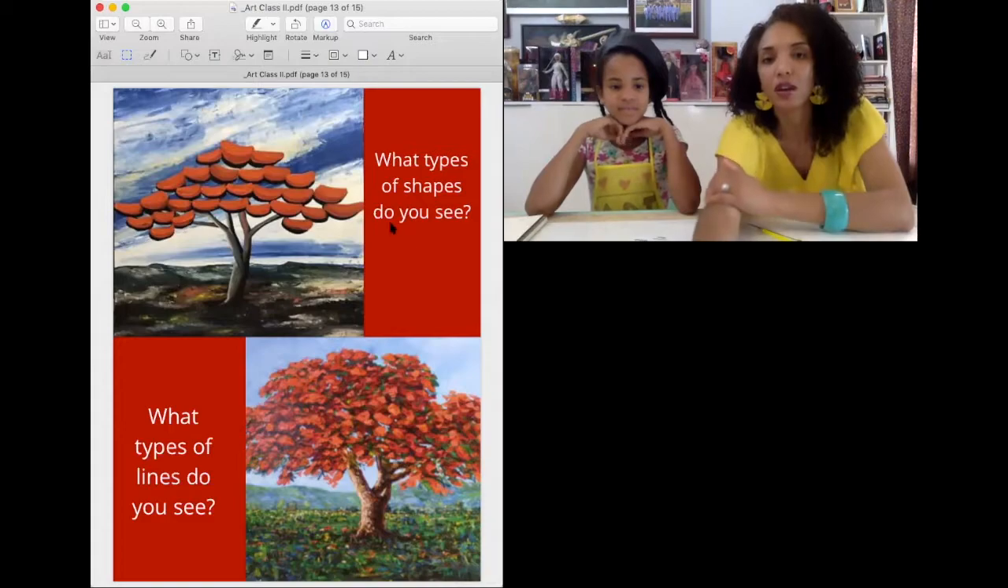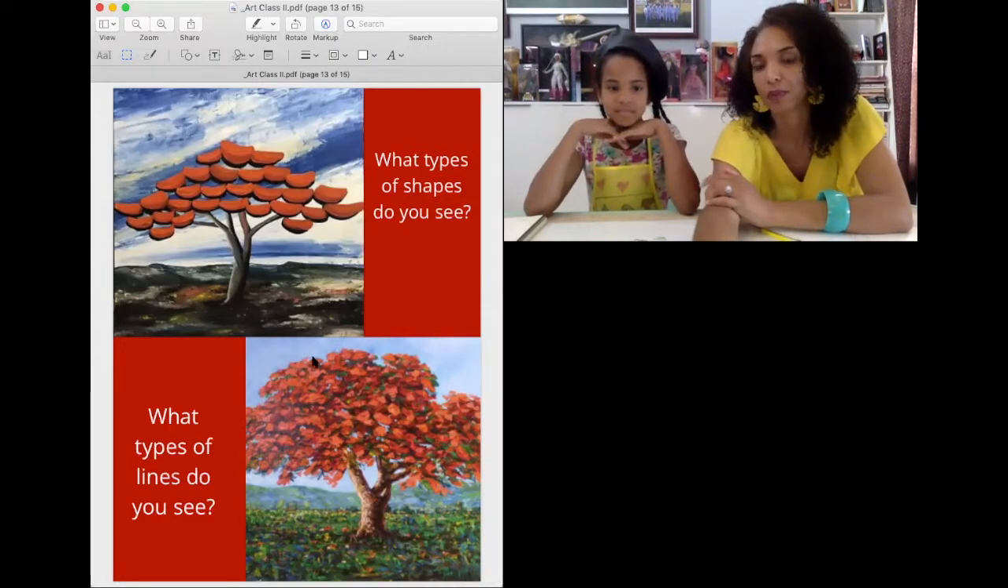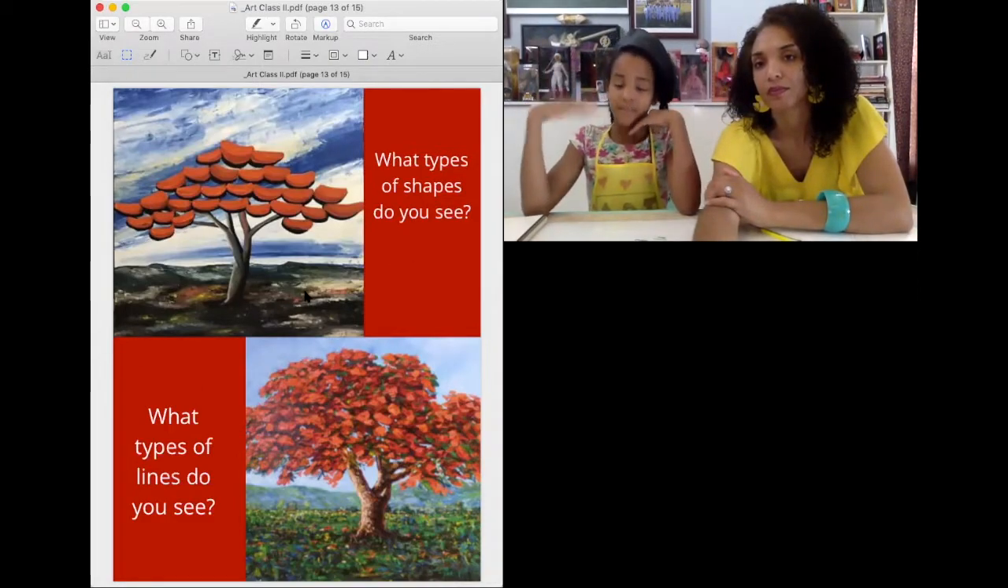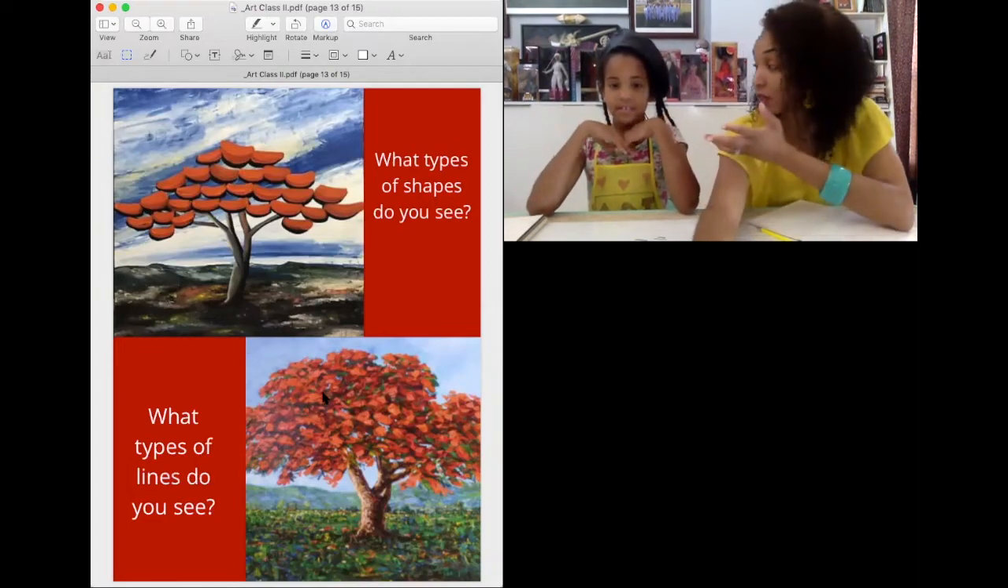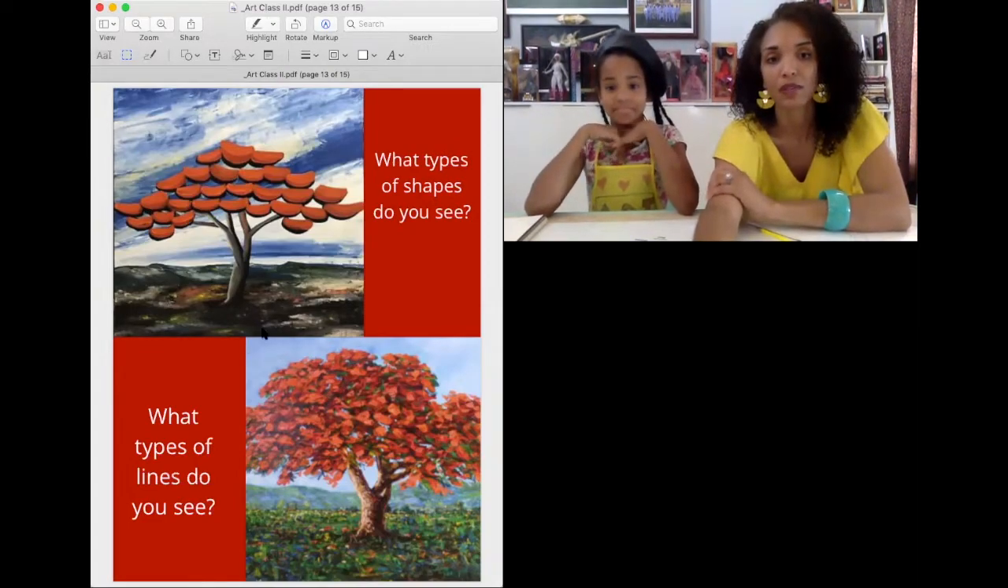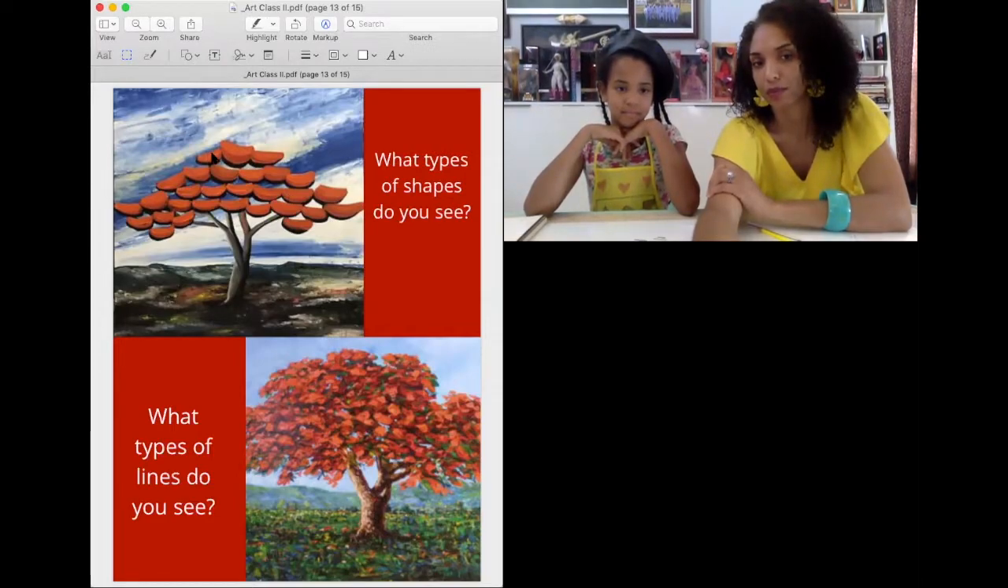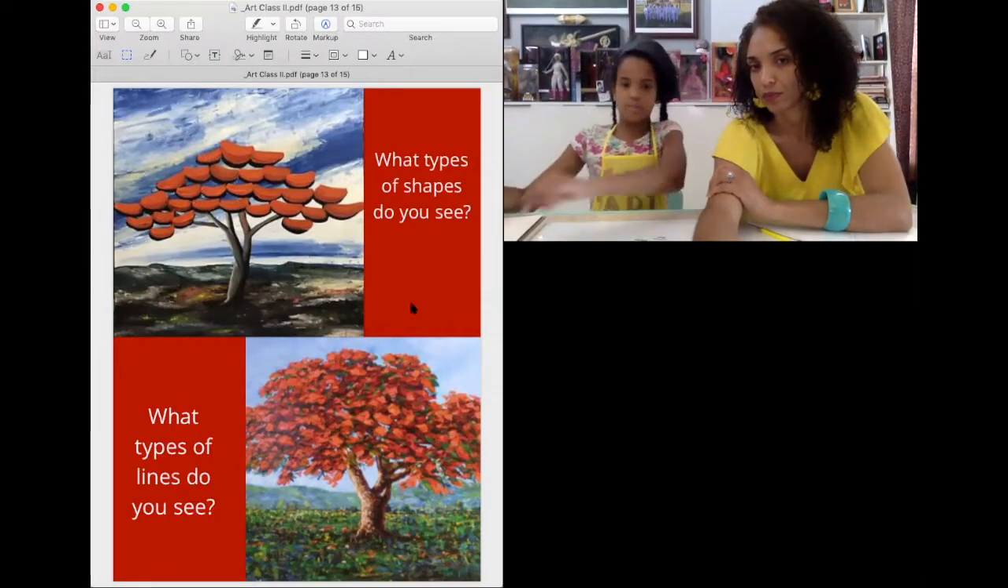So this tree blooms where? What kind of climate? Hot, very, very hot. Tropical. We actually have some near where we live. So you can choose which one inspires you. I'm going to choose this top one. What about you? I'm going to choose the bottom one.